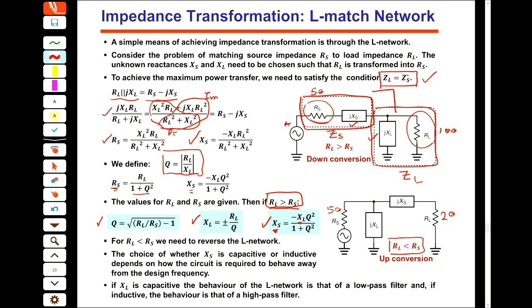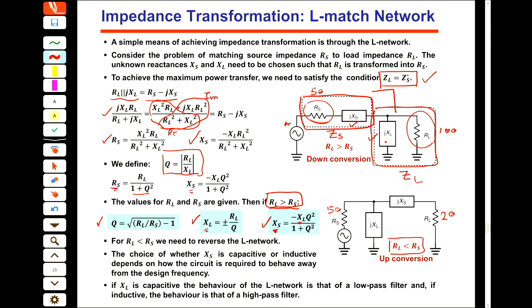The selection of XS and XL depends on what you want. First, let me say this about XL. If you put XL as an inductor here, then definitely at low frequency this circuit has a very high impedance, because this is going to short circuit here. And then in low frequency it has low impedance. Then it acts as a low pass filter.